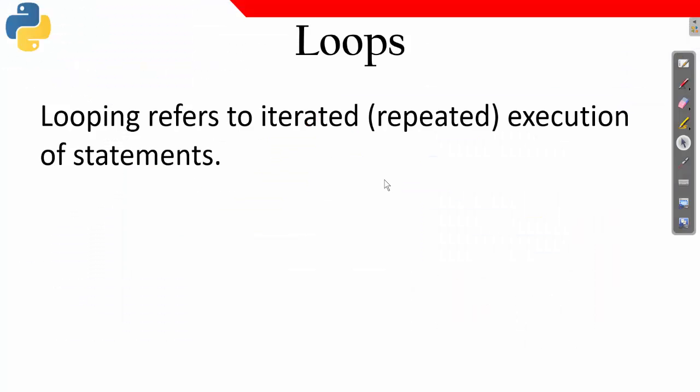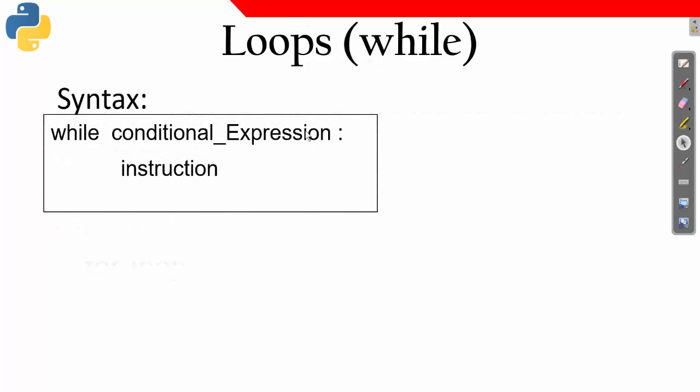So now we are going for repeated statements or looping. When we refer to iteration, repeatedly doing some work, we will be using a loop. There are two types of loop: one is a while loop and another is a for loop. The syntax for a while loop is something like this. While a conditional expression is there, if this condition is true, we'll be doing some set of instructions. Here also the colon and the indentation are very important.